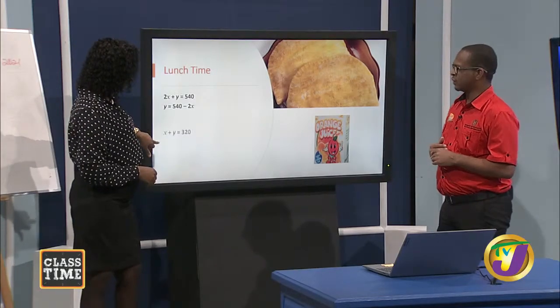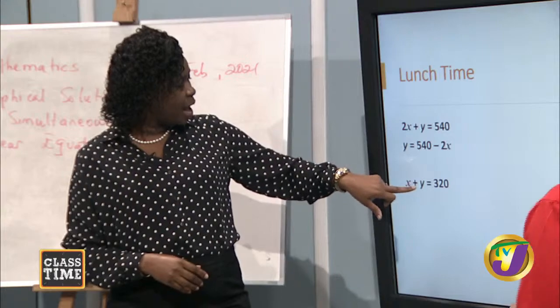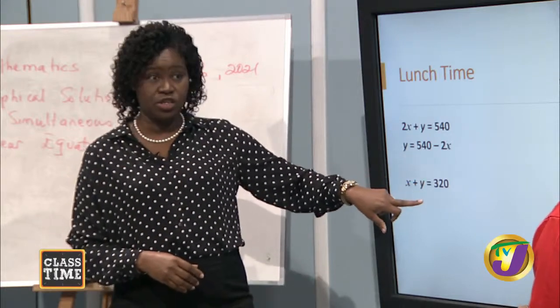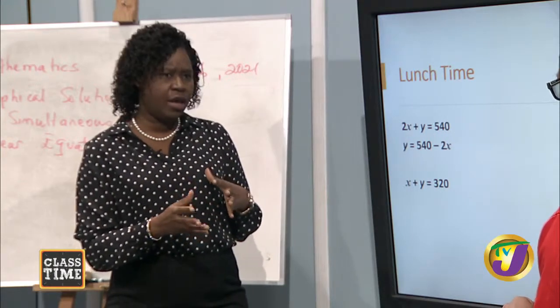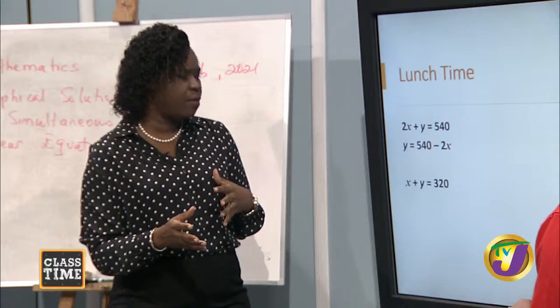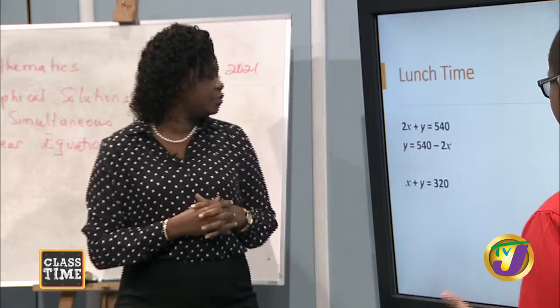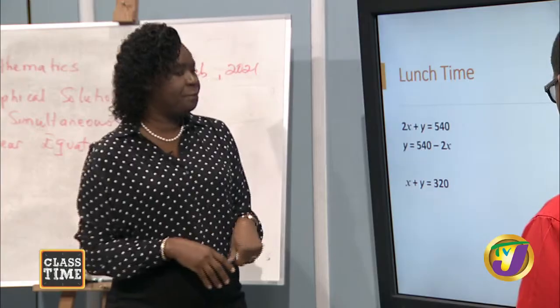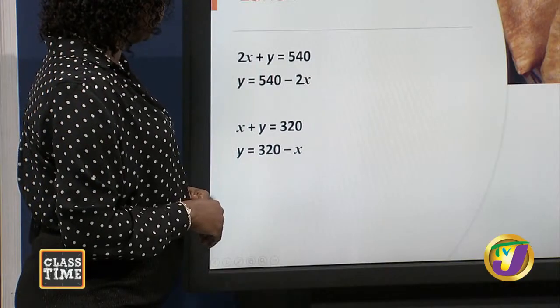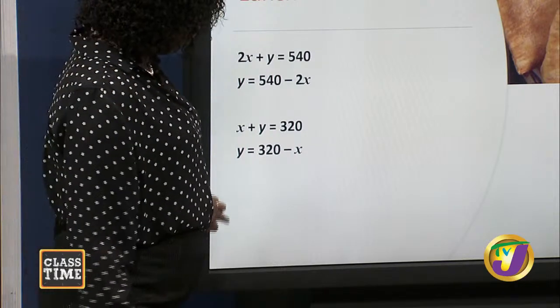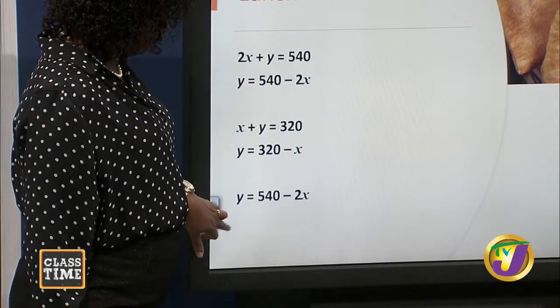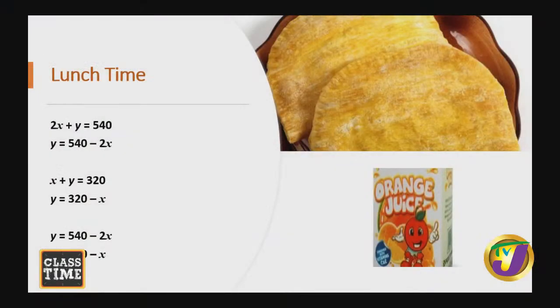Here we have X plus Y equal 320, my purchase. It's not in the slope-intercept form, Y equal mX plus b. So I would need to do transposition again. We can subtract X from both sides, and it now becomes Y equal 320 minus X. Good. So now we have these two equations to work with, both of them saying Y equal to something.